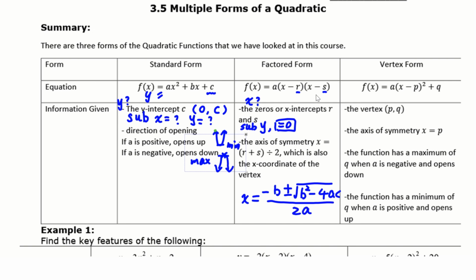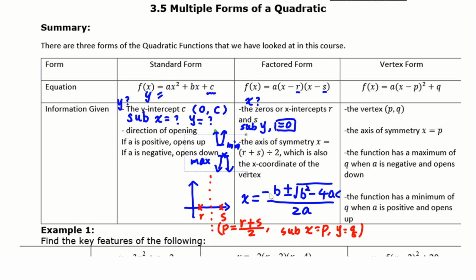And from the factored form, we know that if we have two zeros at r and s, we are able to find the middle of the two zeros, that is the average of r and s. So the p value equals (r plus s) over 2. This is the x coordinate of your vertex, then sub x equals p into the original equation, you are able to find the y value, then you have the vertex. So that is from factored form.